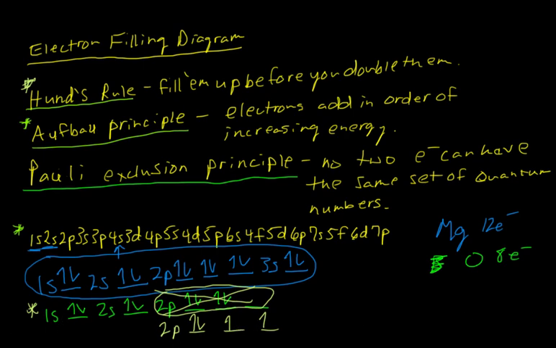So the correct electron filling diagram for oxygen would be 1s with these electrons, 2s with these electrons, and then 2p with 2 electrons here, 1 going up here, and 1 going up here. So this kind of concludes electron filling diagrams. If you just follow this, which is the Aufbau principle, and just add the electrons in, that'll be pretty easy for you.